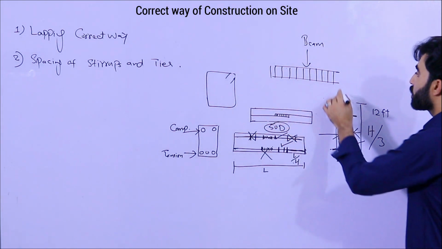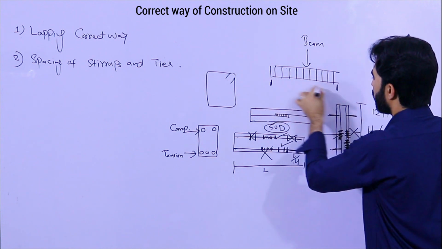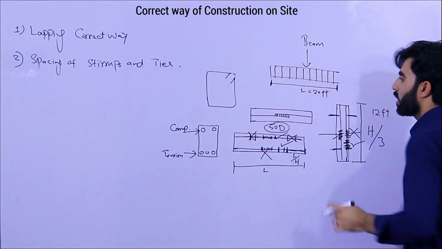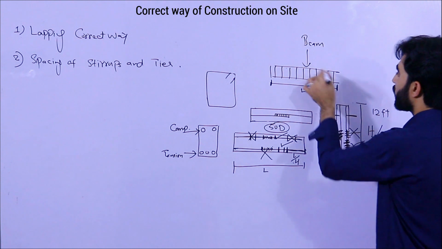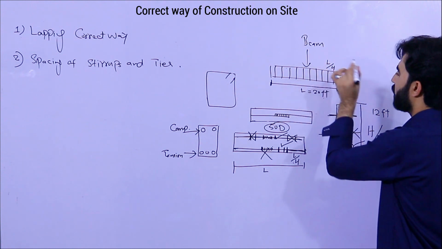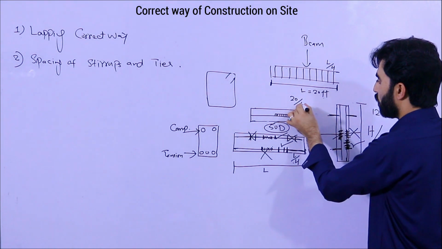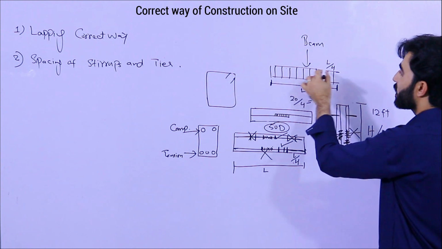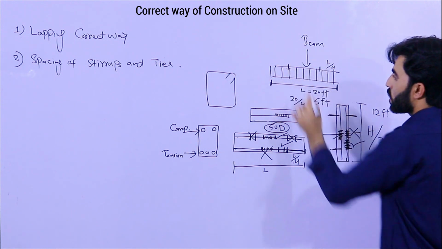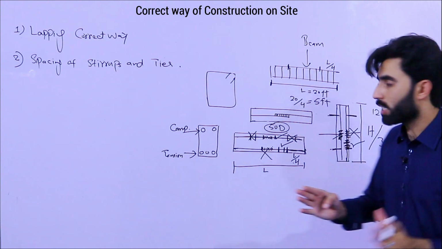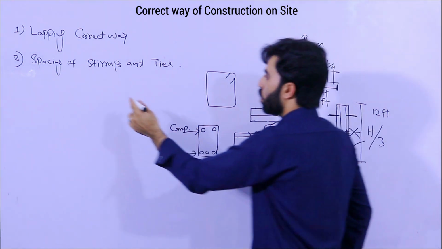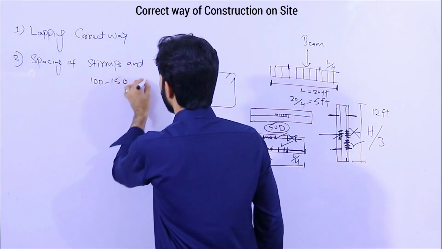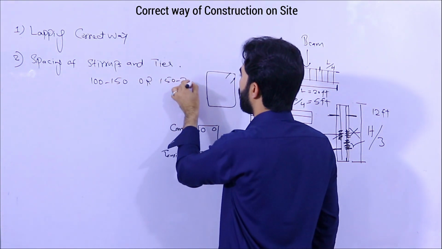So the stirrups should be placed, so this is the full length, okay, maybe 20 feet or 15 feet, 16 feet. So to the distance of L by 4, it means 20 should be divided by 4. Each L by 4 is 5 feet. So to the distance of 5 feet like this, the stirrups should be provided closely. How? So here from 100 to 150 or from 150 to 200 mm.